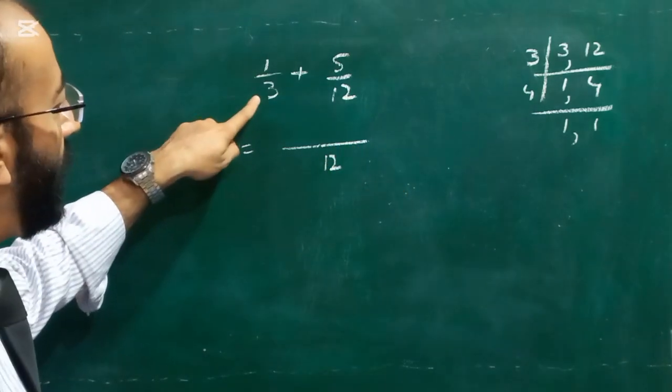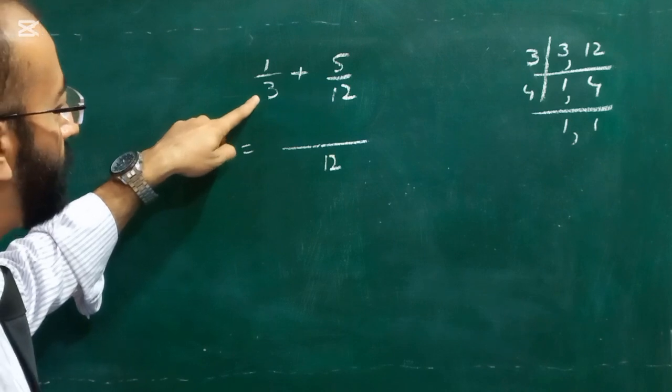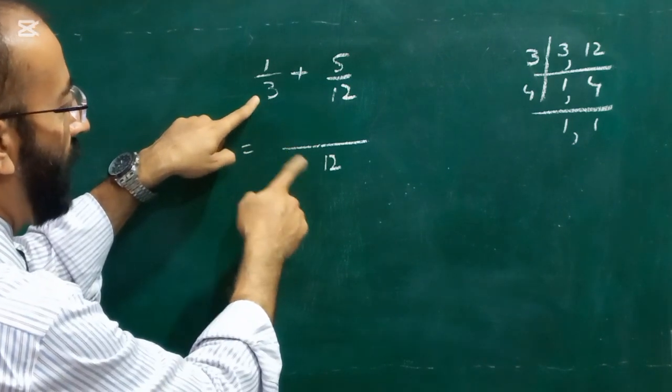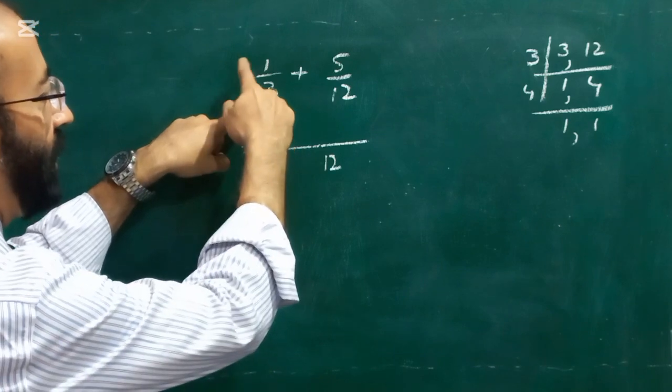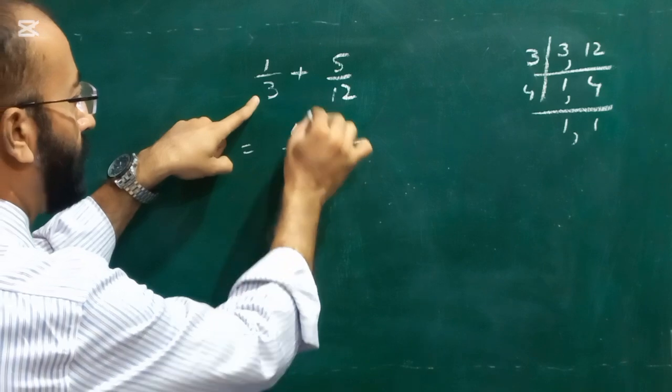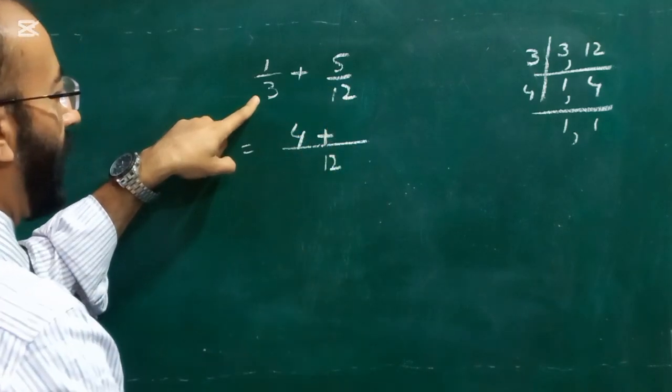Now we will read the table of the denominator of the first fraction up to the number where 12 will come. So 3 fours are 12, and that 4 will be multiplied with the numerator of the same fraction. So 4 ones are 4. This plus will remain as it is.